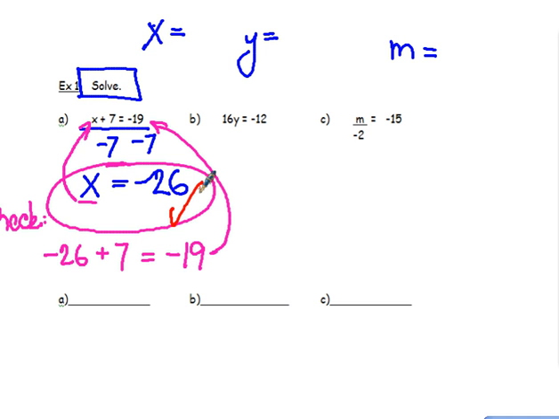Check. Correct answer. Way to go. Okay, next problem, B. Let me take another color again so that we don't get them mixed up.